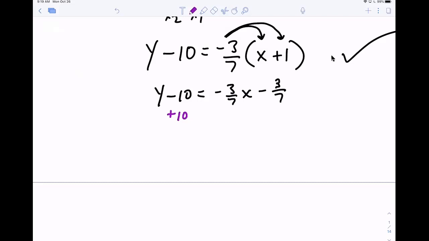70. That is correct. Think of it: 7 pizzas. You cut them into 7 slices. That means you have 70 pieces. For some reason that didn't click with some of you. I'm adding 10. If I add 10, 10 is the same as 70 over 7. Now I have a common denominator. So now my final answer is, go.